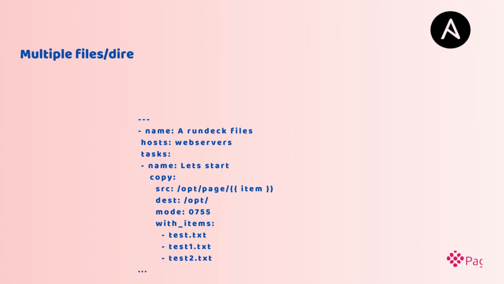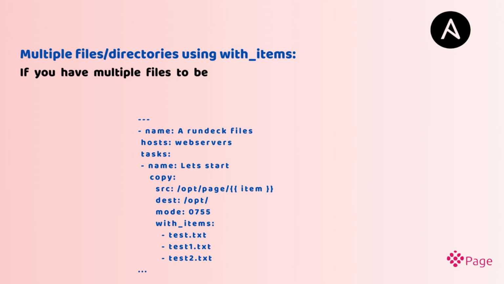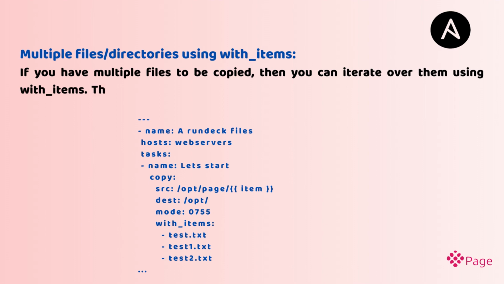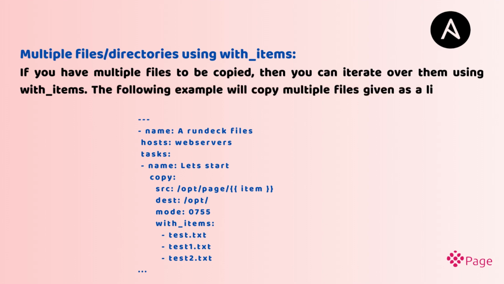Multiple files, directories using with_items. If you have multiple files to be copied, then you can iterate over them using with_items. The following example will copy multiple files given as a list to the home directory.